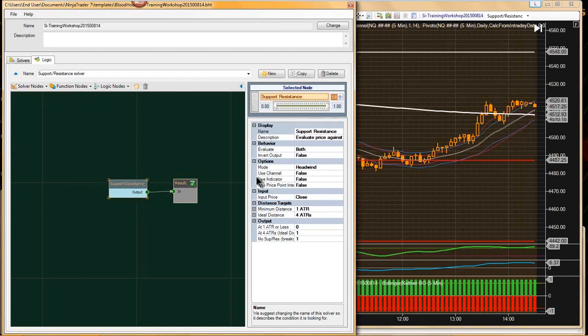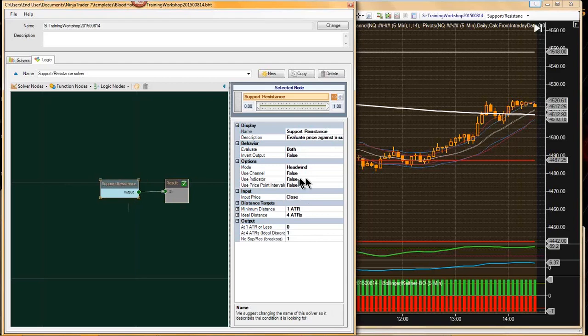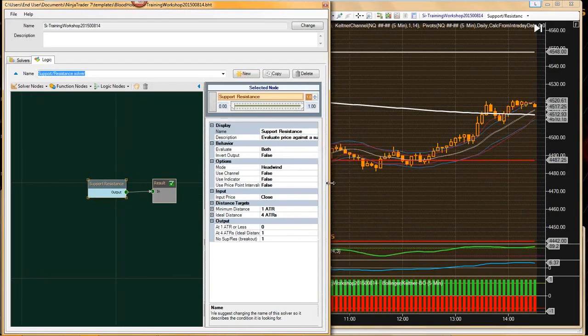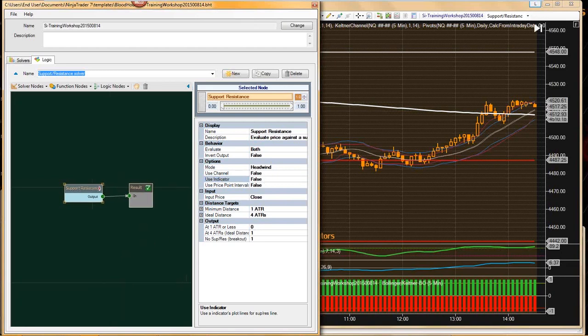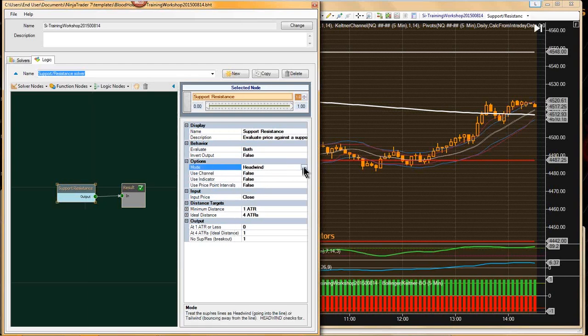The support resistance solver is by far, I'd say, the most complex solver, just due to how people can use support and resistance, right? Support resistance can be used in many ways. So this solver needs a lot of different options to cover all the different ways that you could analyze support resistance. So we're going to analyze headwind mode first. The solver has two different modes, headwind mode and tailwind mode.